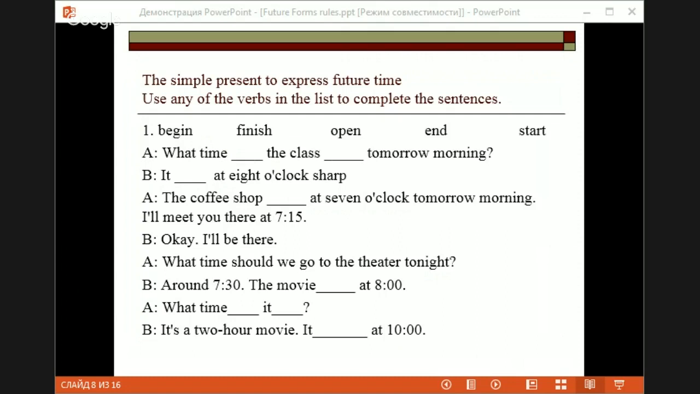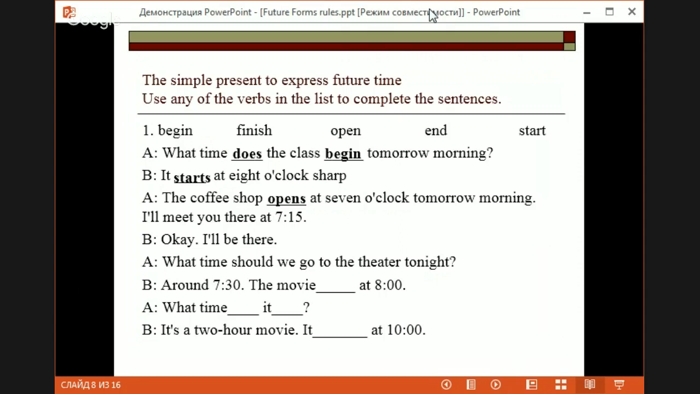So let's check. The first one we have here: what time does the class begin tomorrow morning? You can say begin or start, doesn't matter. And the answer is, it starts at 8 o'clock. Again, we have here does and the -s ending. Even if we talk about the future, tomorrow morning, we anyway use present simple because the class begins every morning at 8 o'clock. So it starts at 8 o'clock tomorrow as well.